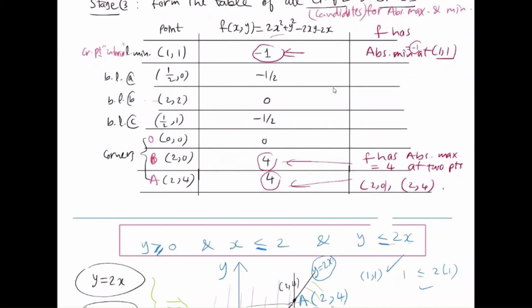When we finish the evaluation of the function values at all of these points, we choose the greatest of all these values, which is 4 here in this example. This is the absolute maximum of this function. And it occurs at 2 points, 2, 0 and 2, 4. So this function attains its absolute maximum value 4 at 2 points, 2, 0 and 2, 4.